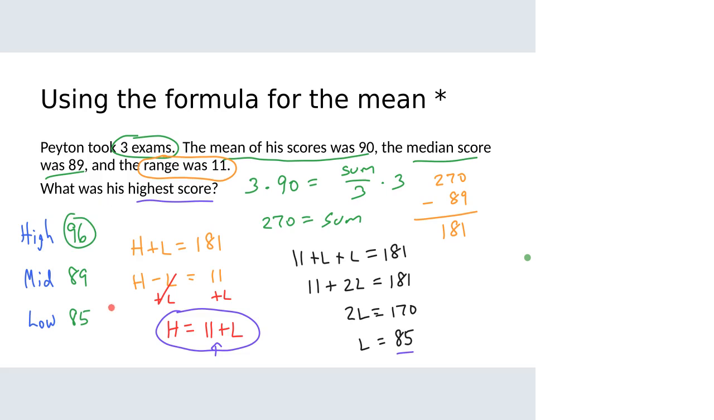But if we found all 3, the highest was 96, the middle was 89, and the lowest was 85. That gave him a mean of 90, a median of 89, and a range of 11. Any questions on anything we did there on that one?